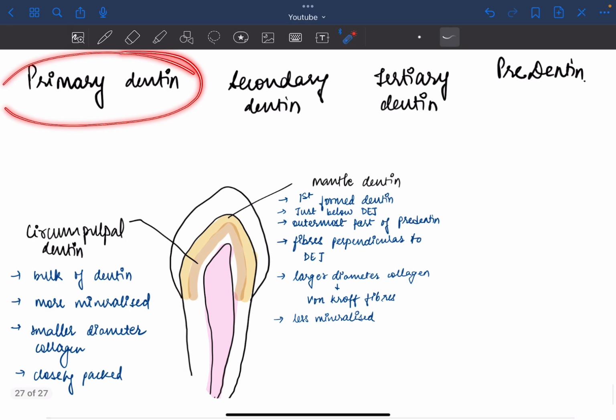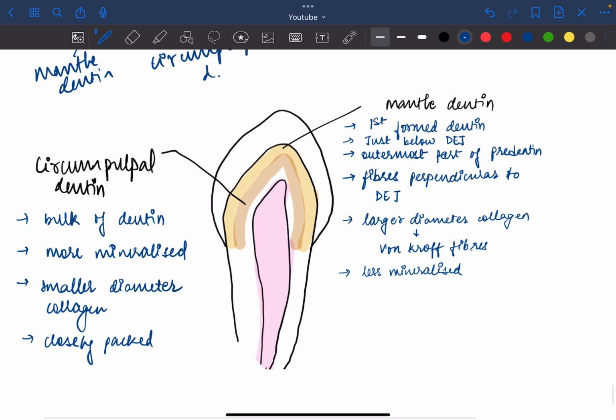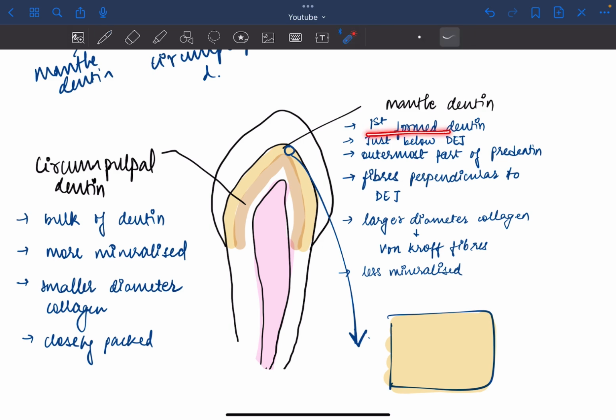First, we will look at primary dentin. Primary dentin is again divided into two types. First is the mantle dentin and the second is the circumpulpal dentin. So mantle dentin is this light yellow color and the circumpulpal is the darker color dentin. Okay, just for representation. So basically mantle dentin is the first formed dentin.